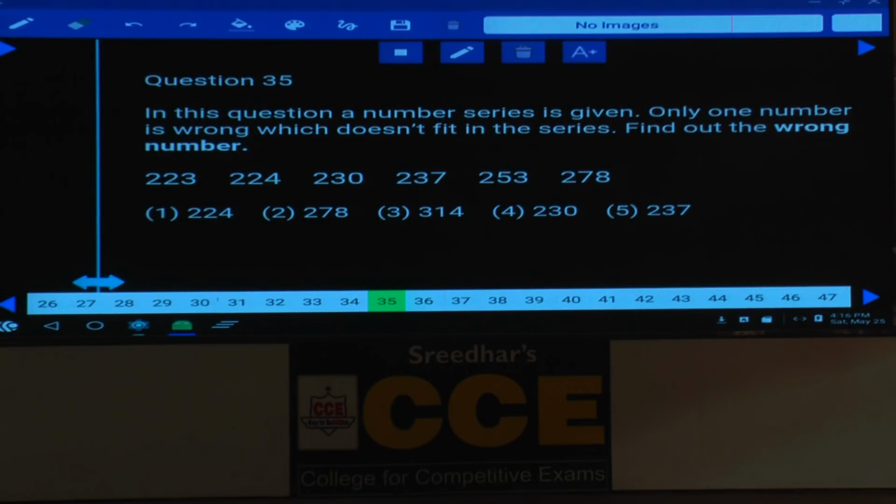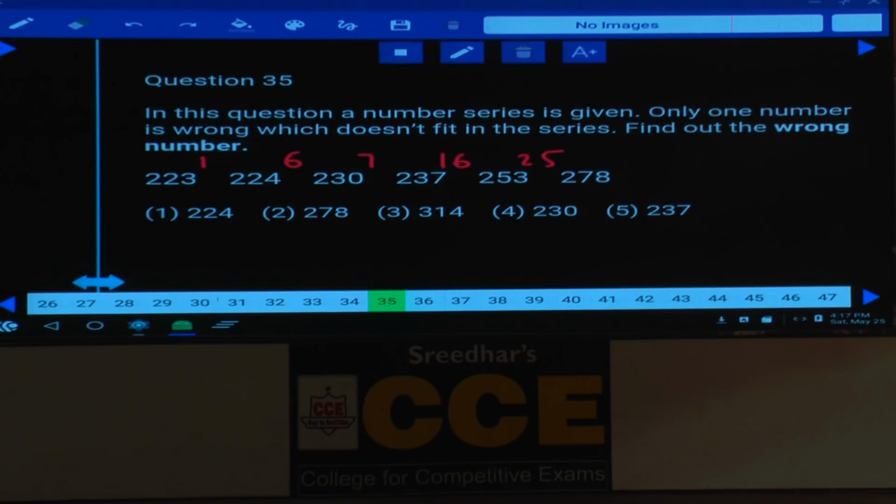Then question number 35, the difference is 1. And 24 and 30, tell me what is the difference between these two? 6. And next difference, 30 and 37, the difference is 7. And next one, 37 and 53, the difference is 16. Isn't it? 53 and 75, now the difference is how much? 25.